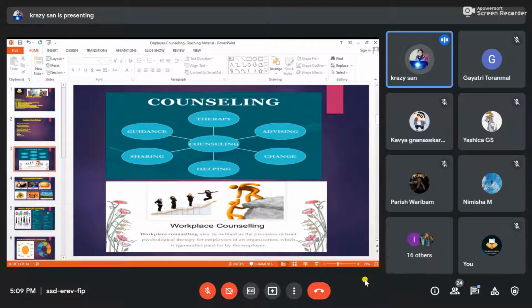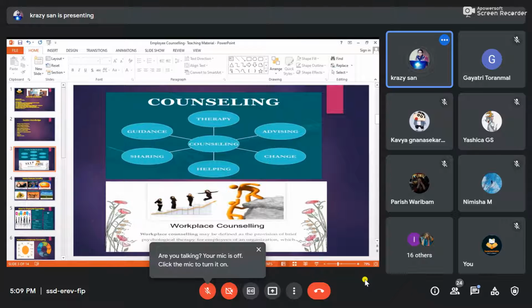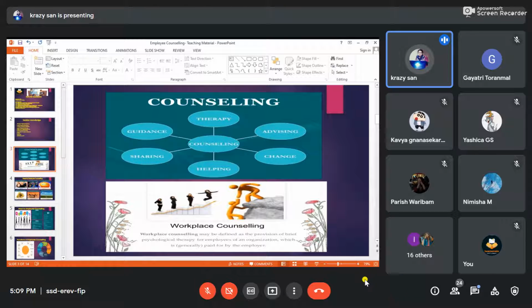But formal counseling is actually a planned and systematic program of advising and assisting employees by their superiors or by hiring professional or expert counselors. It depends whether there is a requirement to hire expert ones or the superior can do it.